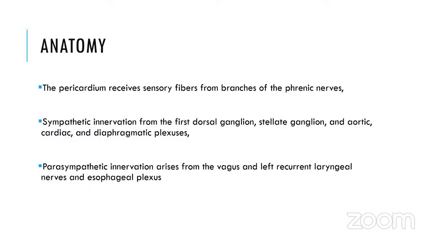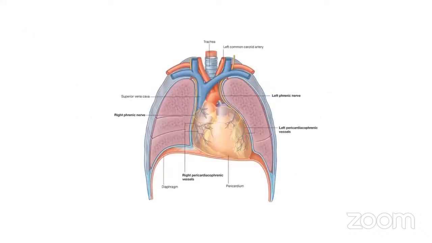Regarding nerve supply of the pericardium, it receives its sensory supply from the branches of the phrenic nerves. The sympathetic innervation, the pericardium receives it from the first dorsal ganglion, stellate ganglion, aortic cardiac and diaphragmatic plexuses. And the parasympathetic innervation arises from the vagus. But the most important and relevant clinically, of course, is the phrenic nerve. And what you can see here, they are in the posterolateral position in the pericardium, with the right being more vertical in its course as opposed to the left phrenic nerve.